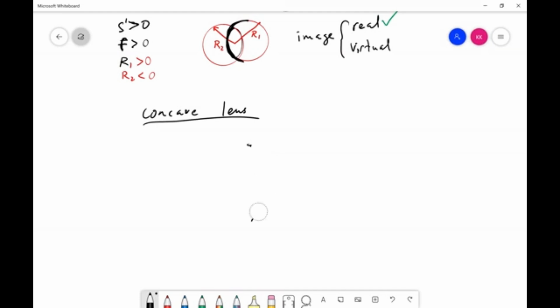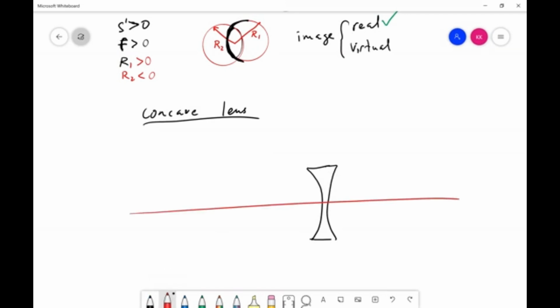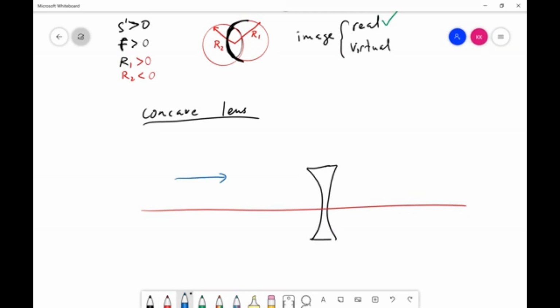So let me do this. Right, shaped like that. So we draw this line over here. Okay, so now think like this. Again, what we have here is an object that has a position infinitely far away. That means the light that's coming from that object is parallel, like this.